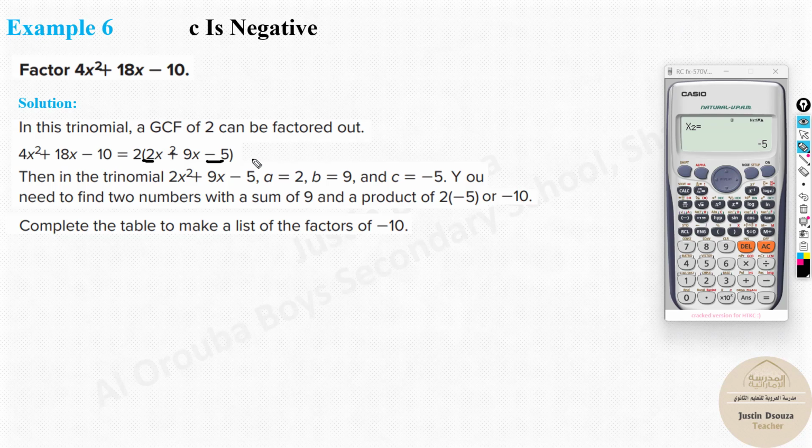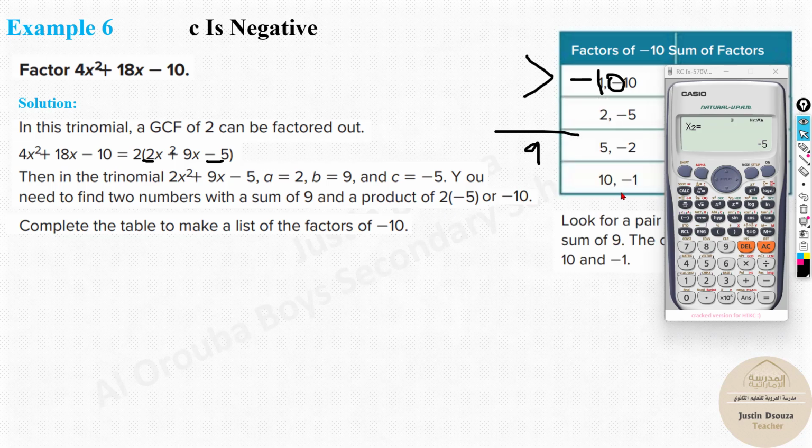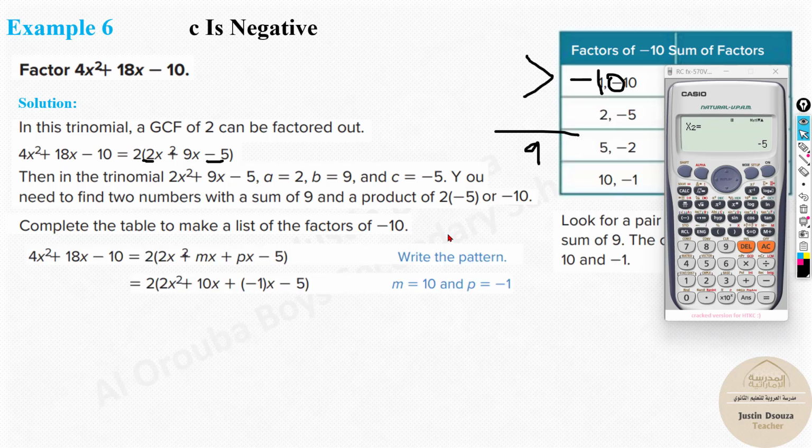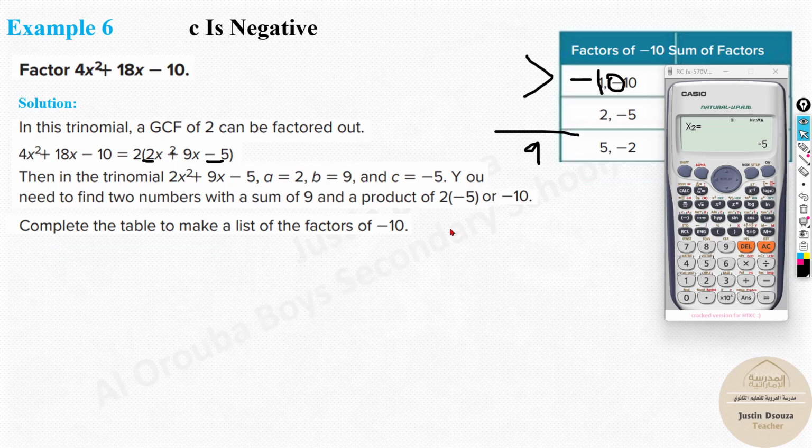You need to multiply them. Negative 5 times 2 is 10, so it will be negative 10, and when you add two numbers you must get 9. So which are the two numbers? That is what we'll have to do. See, these are all the factors. And over here, okay, one second, let me find out which 10 times 1. Okay, it's very simple when it's close to each other.